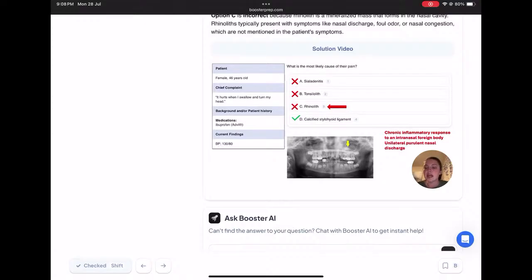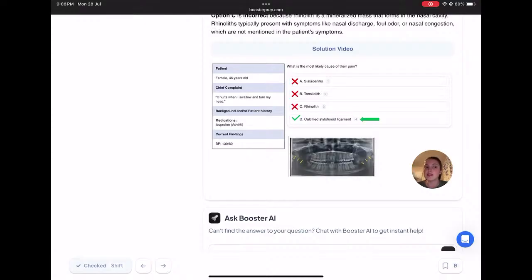Rhinoliths do not cause any pain when swallowing or turning the head, and are instead associated with discharge and nasal obstruction. So when you have a patient who comes in and they say, it hurts when I swallow and it hurts when I turn my head, you should always take a panoramic radiograph and see if their stylohyoid ligament is calcified and if they have Eagle syndrome.